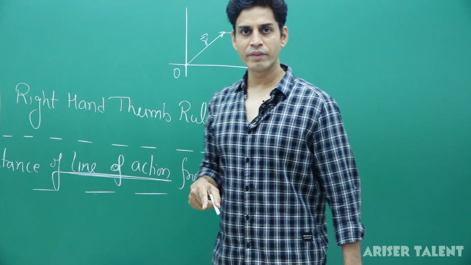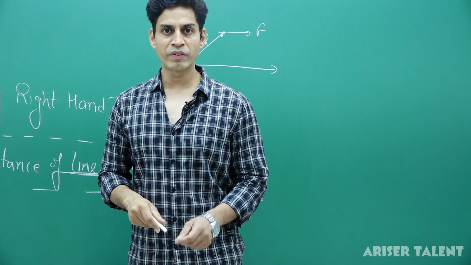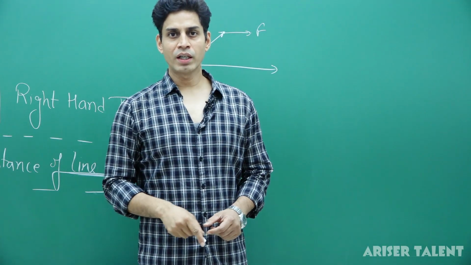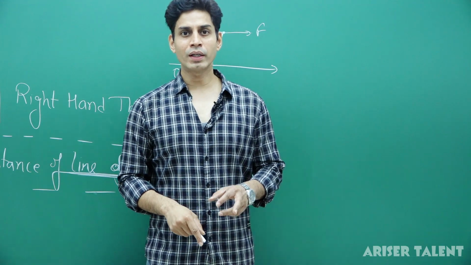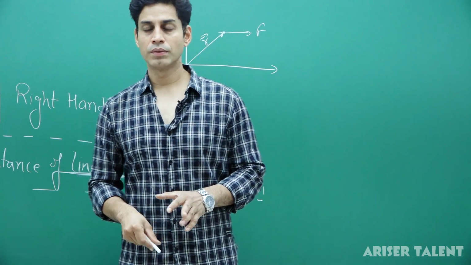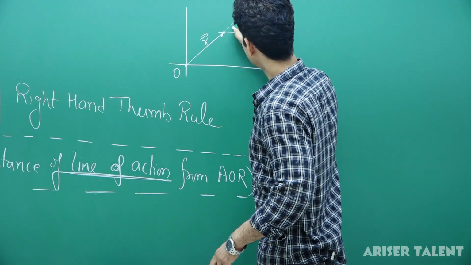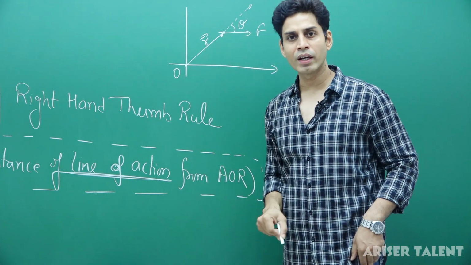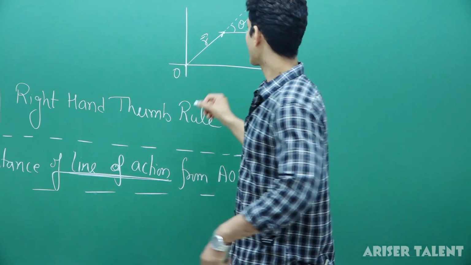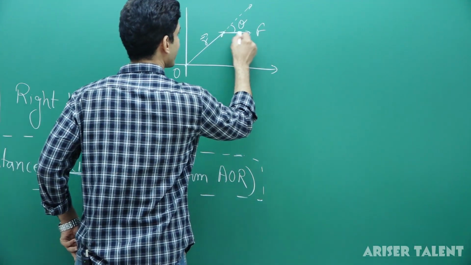If two vectors are given, then how do we write the angle between them? We can write the angle between two vectors when either their tails coincide or their heads coincide. So just extend this R. This represents the angle between them, R and F. Now this is F.